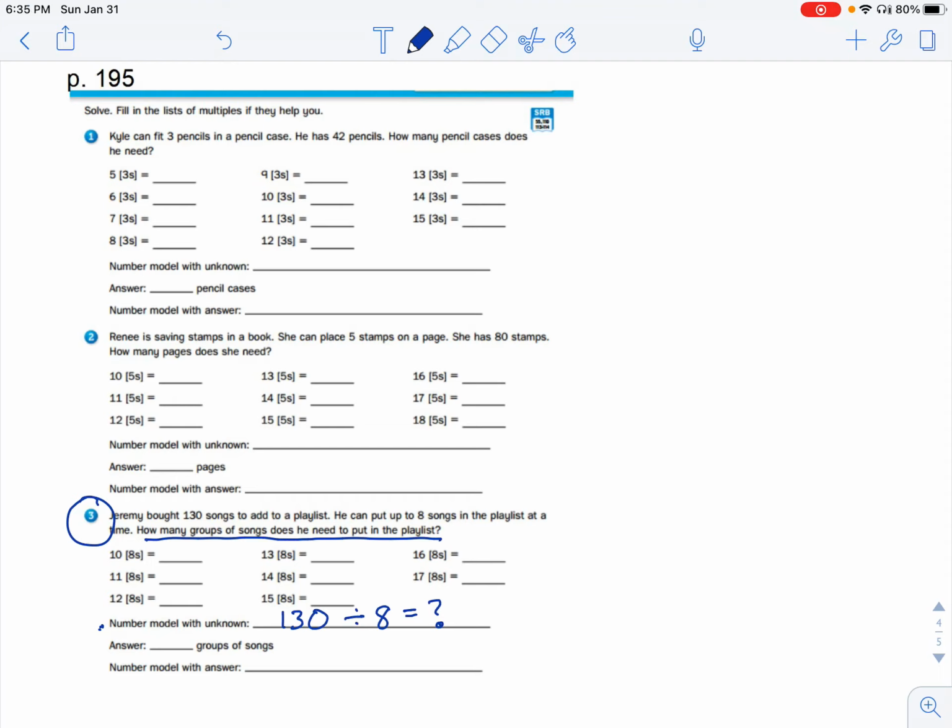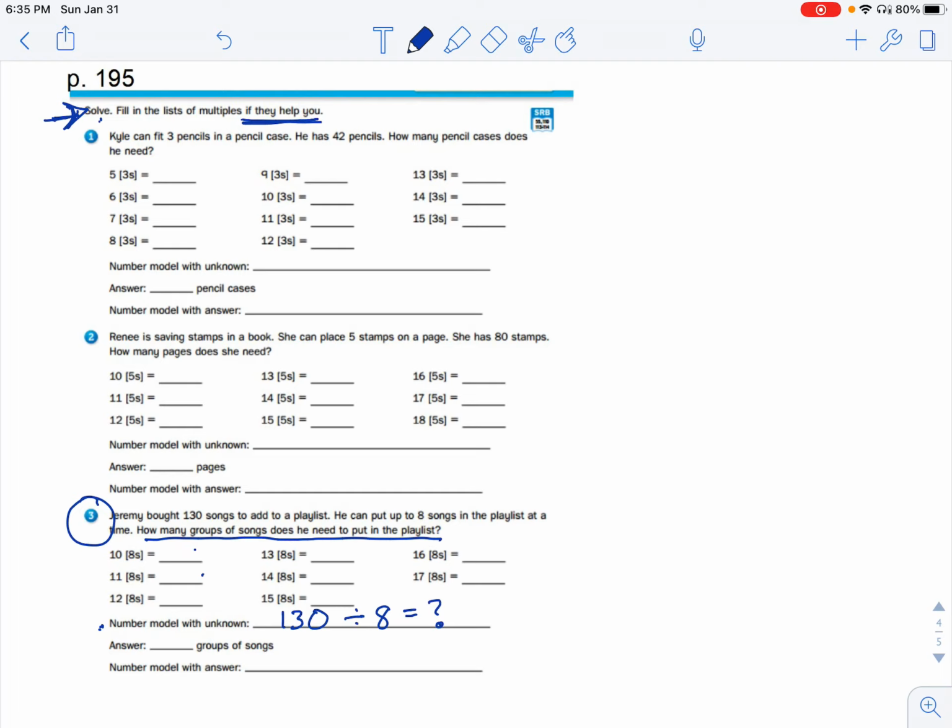And now I actually made a mistake. RTD stands for read the directions. So let's look back at the top. It says solve, fill in the list of multiples if they help you. So that's actually a big hint. This is one time where you don't have to fill in every blank in your math journal. You're going to use the ones that help you most.